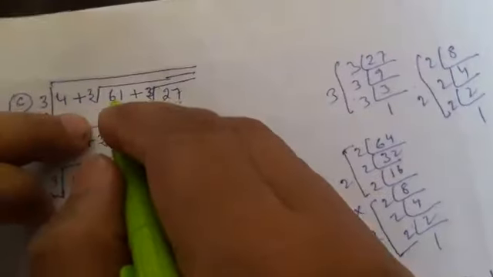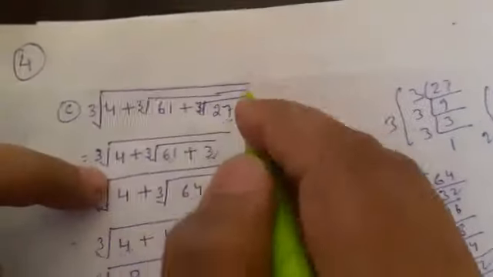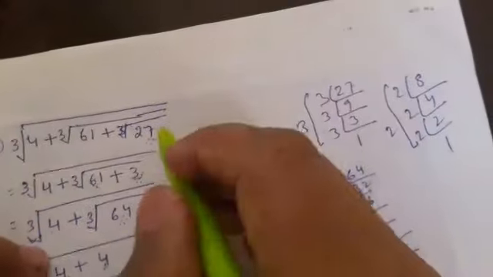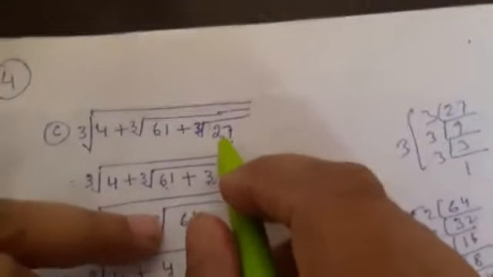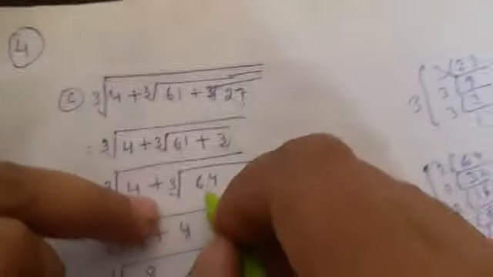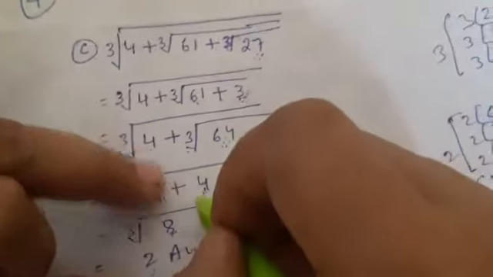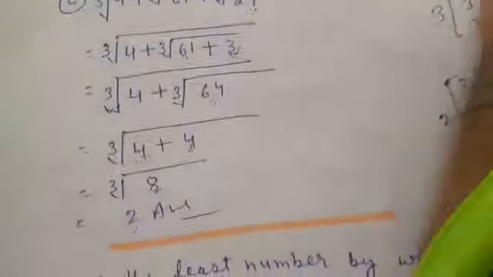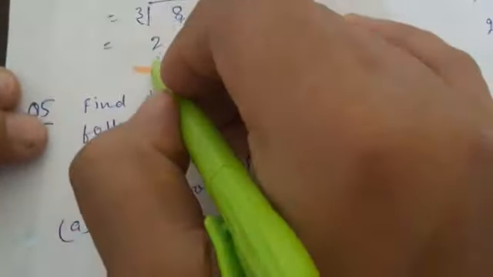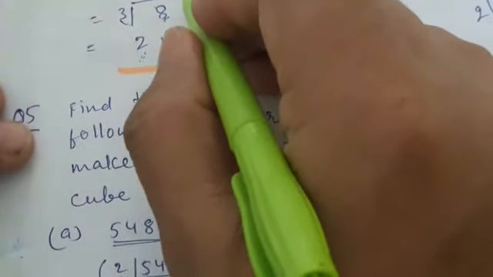This is our answer. Next question we will see: cube root of 4 plus cube root of 61 plus cube root of 27. If this type of question is given to you, then you have to start from the right hand side. First you find the cube root of 27, that is equal to 3. Then 61 plus 3, that is equal to 64. Now the cube root of 64 is 4. Then 4 plus 4, that is equal to 8. And the cube root of 8 is 2. This is our answer.